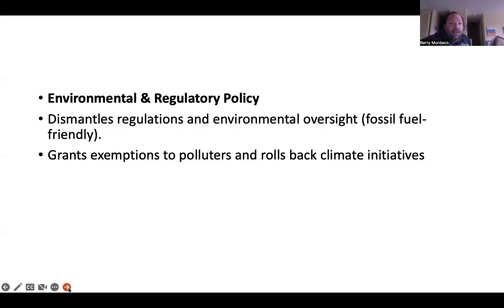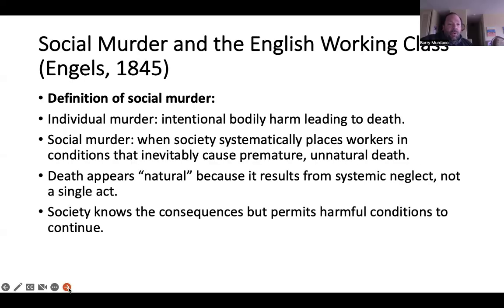Environmental and regulatory policy dismantles regulations and environmental oversight, is very friendly to fossil fuel companies, grants exemptions to polluters, and rolls back climate initiatives. So this is going to have significant cost upon people. So how do we attempt to frame this?